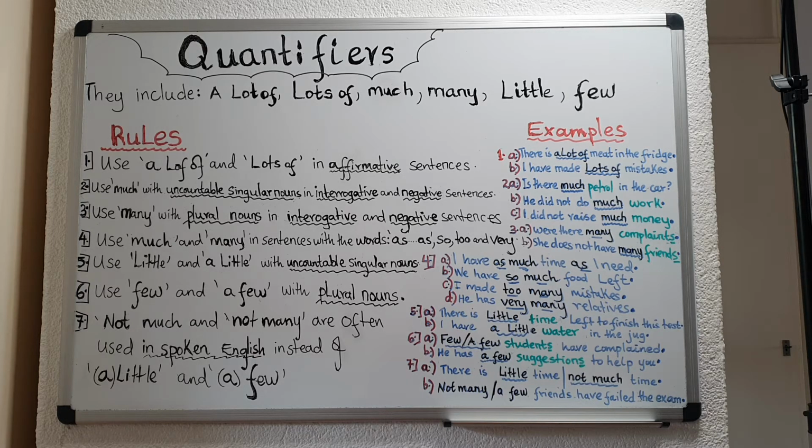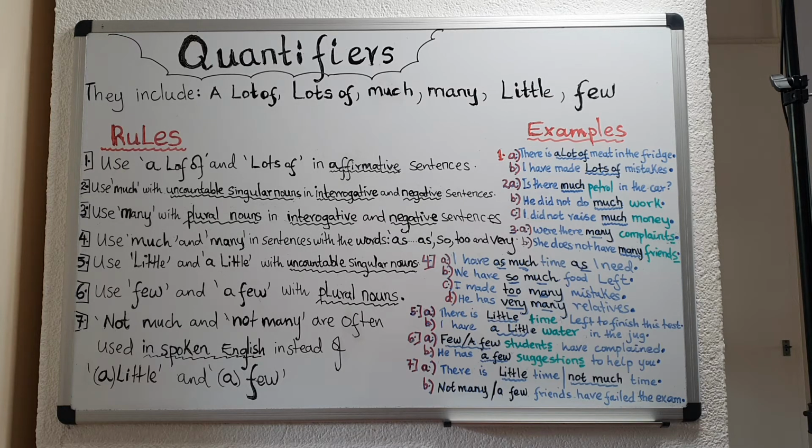Okay? So, use a lot of or lots of in affirmative sentences. Example 1a, I can also say, there is lots of meat in the fridge. That is also correct. And example B, you can say, I have made a lot of mistakes. That is also correct. Let's move on to rule number 2.